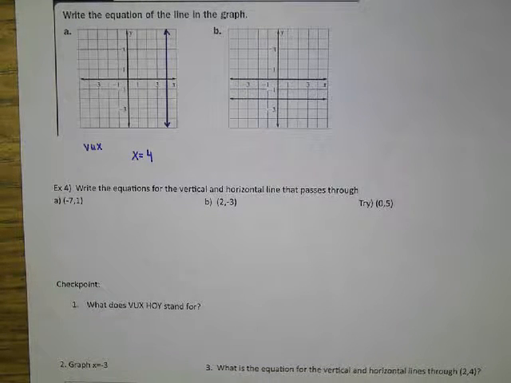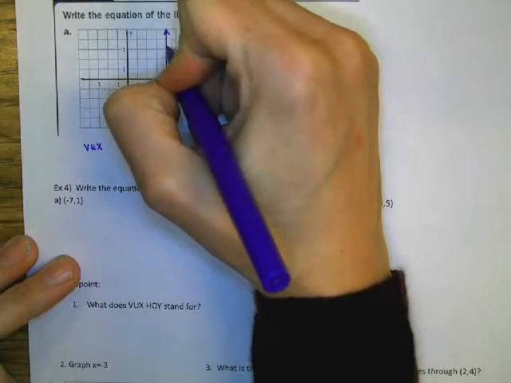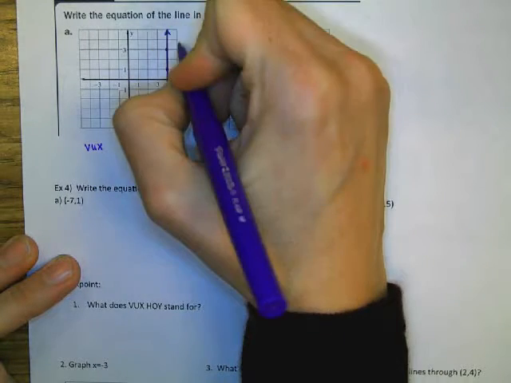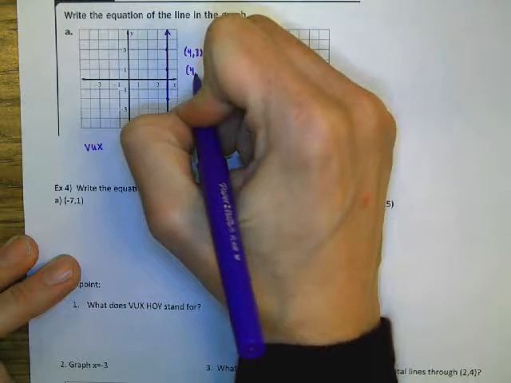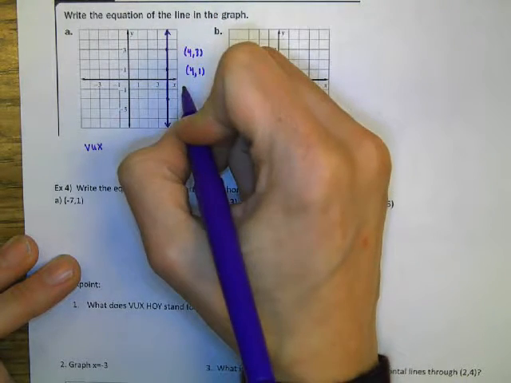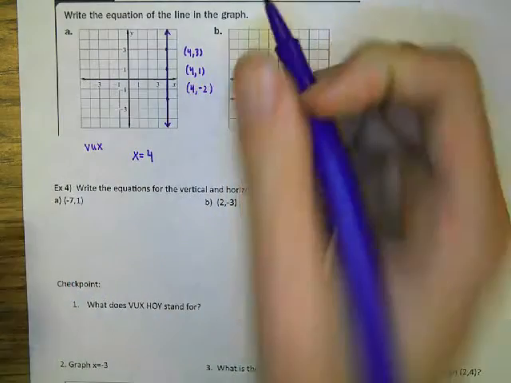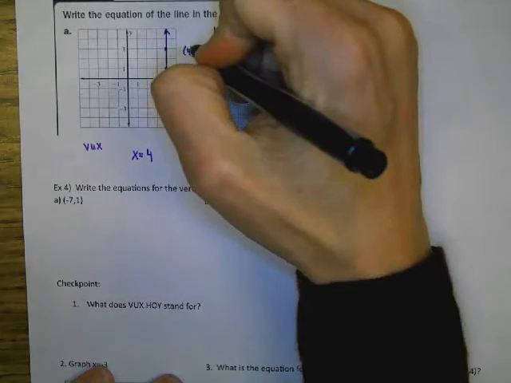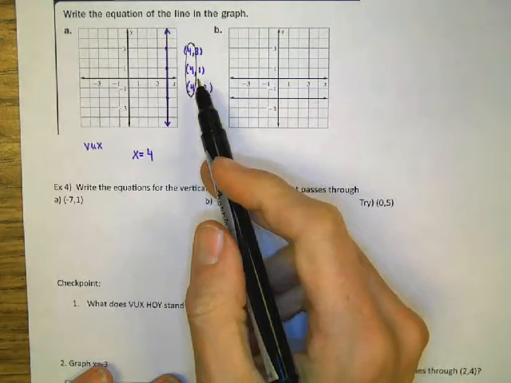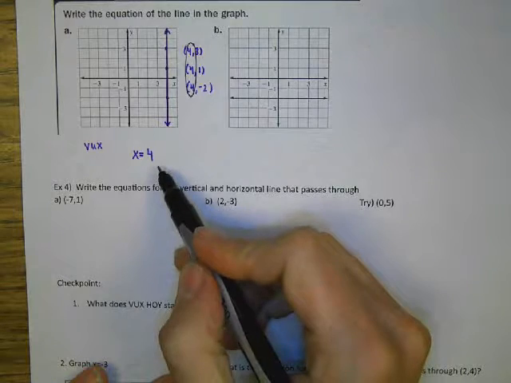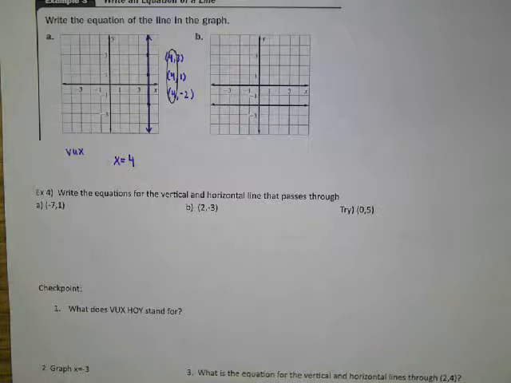Now, if I were struggling, maybe I would pick a couple points on that line, right? And so I'm just going to draw in a few here. So I have the points, it looks like (4, 3), (4, 1), and then (4, -2). And so when I look at those points, I notice that all 3 points have an x-coordinate of 4. So that tells me that x has to be equal to 4. That's my rule or my equation for that graph. So a couple different ways of looking at that.